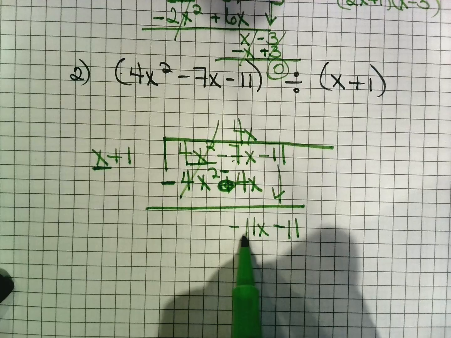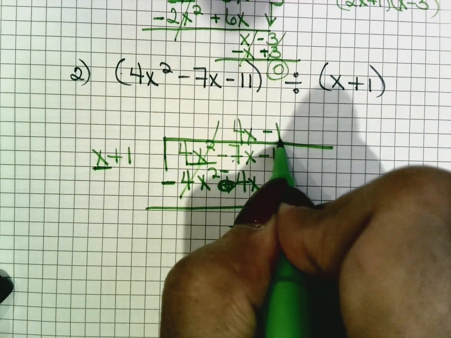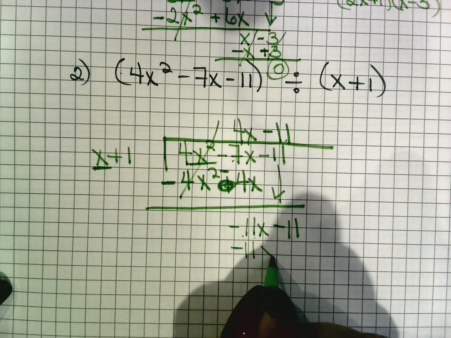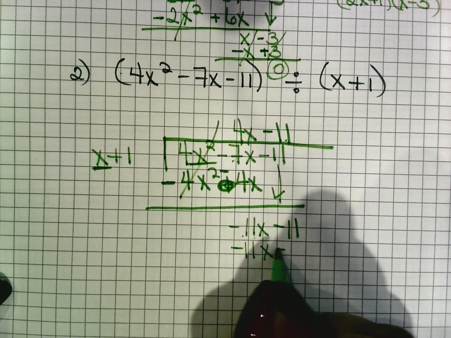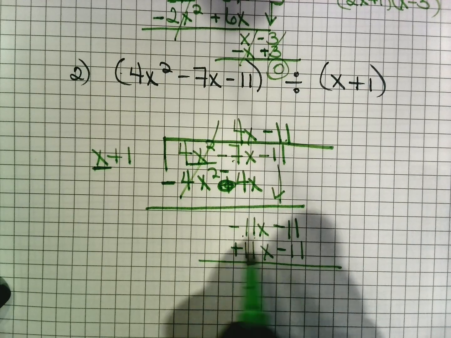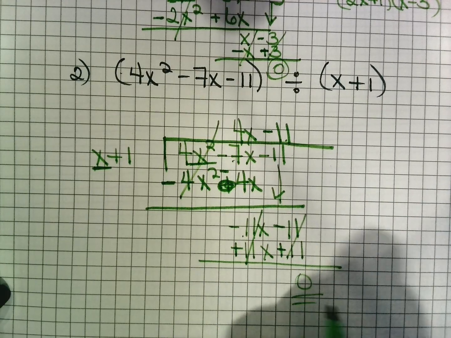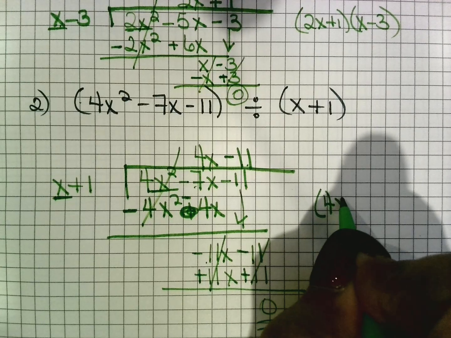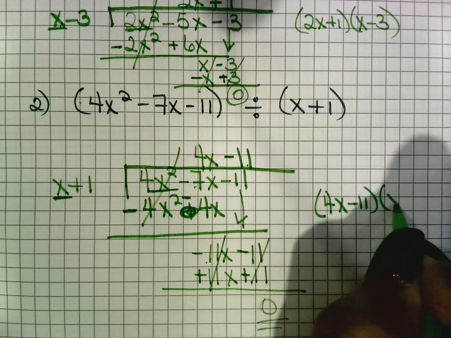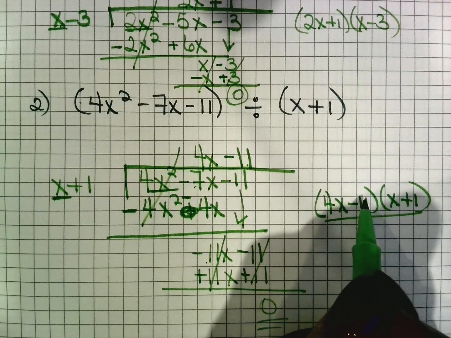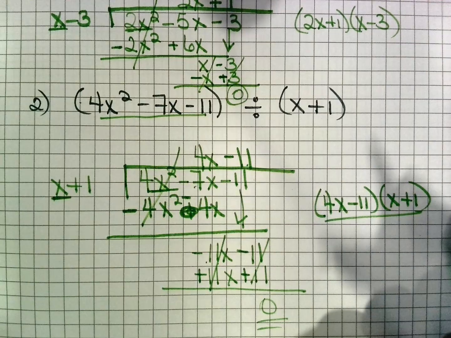X times negative 11 is going to give me negative 11x. So negative 11 times x, negative 11x. Negative 11 times 1, negative 11. Go ahead and subtract. Remember, that just means flipping these signs. That goes to 0, that goes to 0. My remainder is 0. So here also, these are factors, x minus 11 and x plus 1. Those are factors of this guy. If you FOILed this and simplified, you should be getting that.